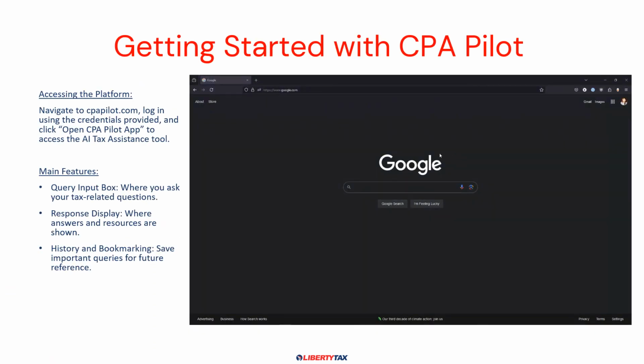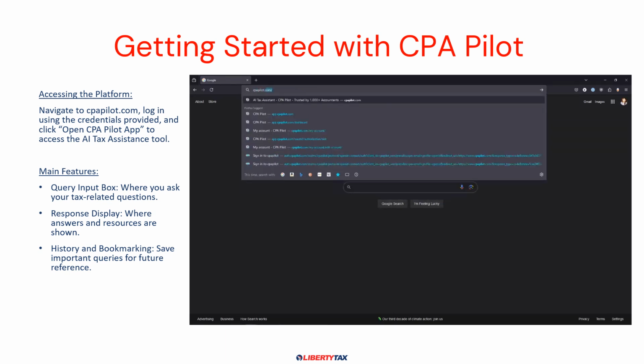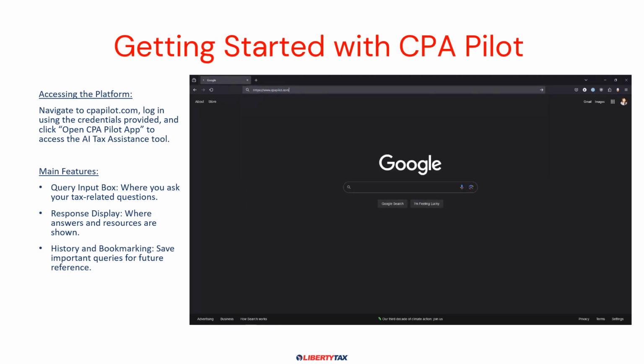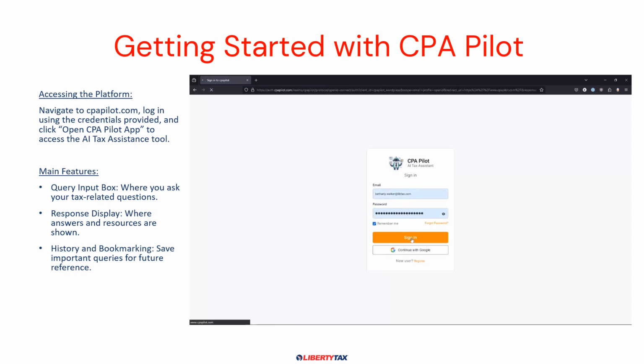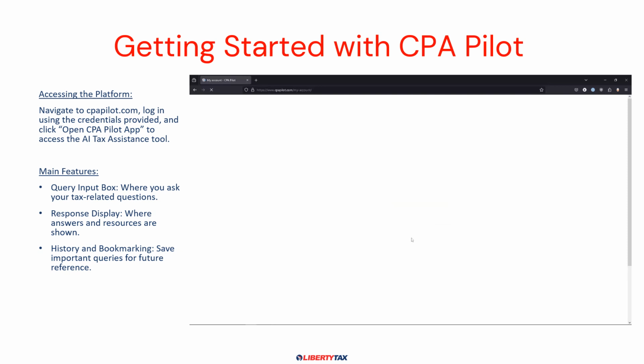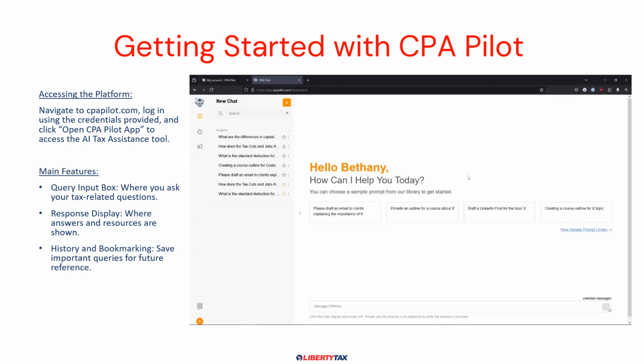Let's start by accessing the CPA Pilot platform. In order to do so, you will type cpapilot.com and it'll lead you to the main home page of the website. From there, you will log in using the credentials that were provided to you. Once logged in, it'll direct you to the My Account page. From here, you can click on the Open CPA Pilot app to launch the application and dive into its powerful features.